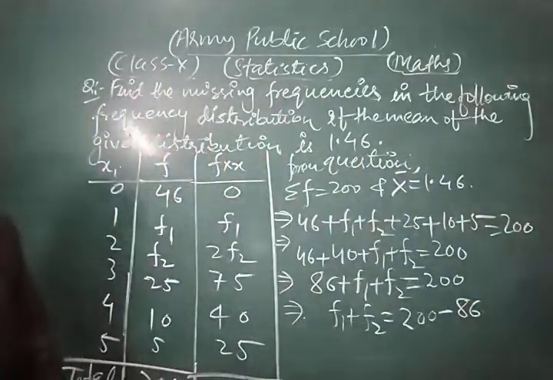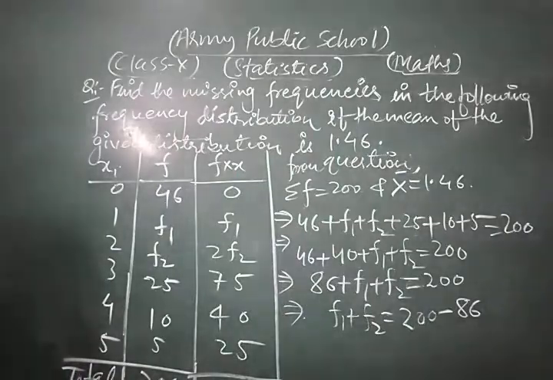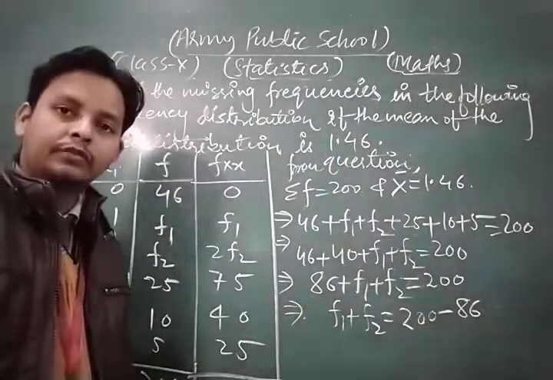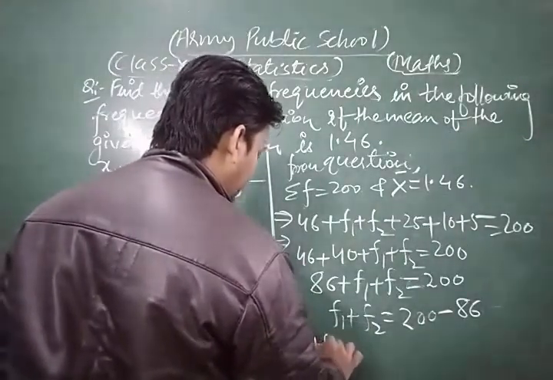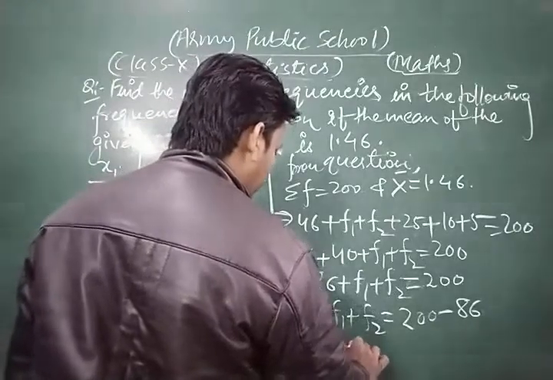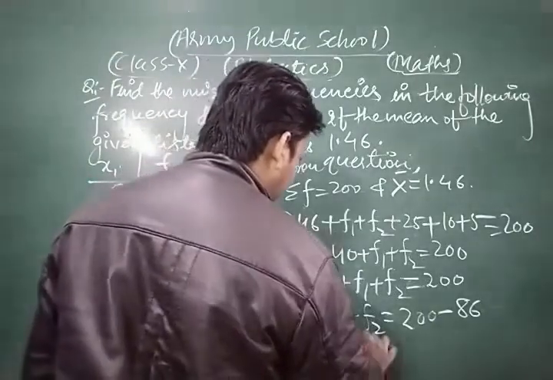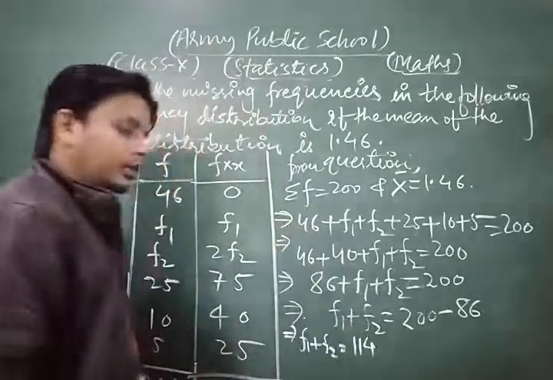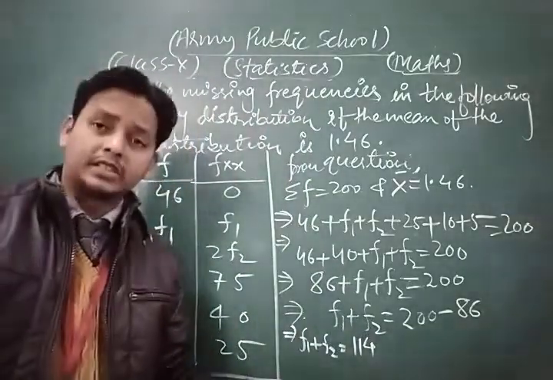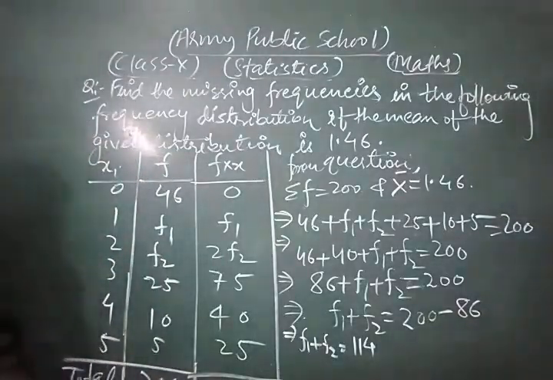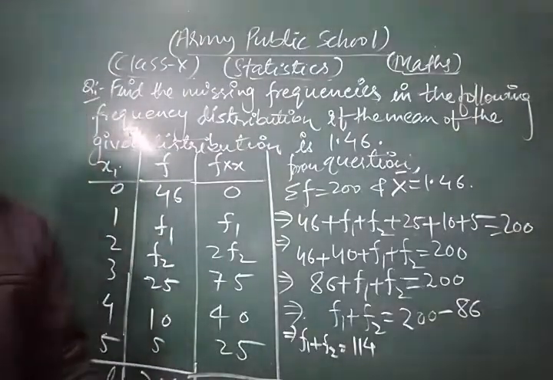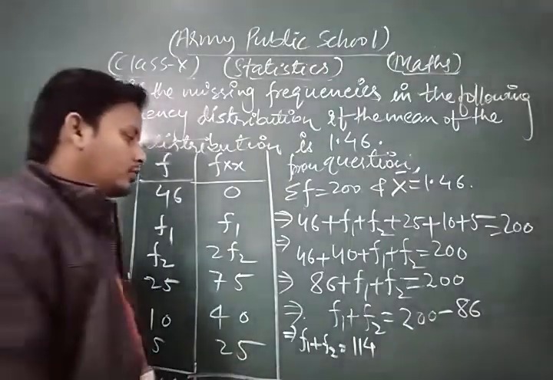200 minus 86. Now we subtract them, so we get 114. This implies we get the very important relation: F1 plus F2 is equal to 114.